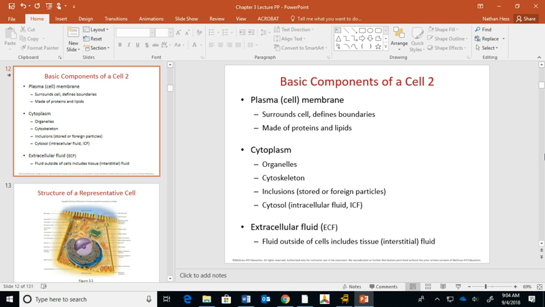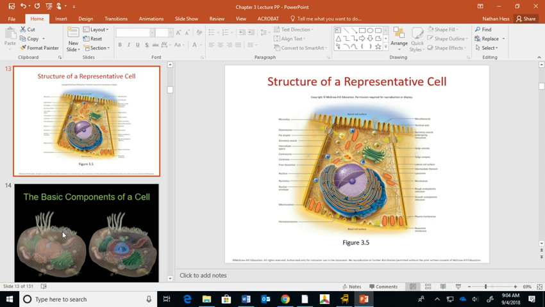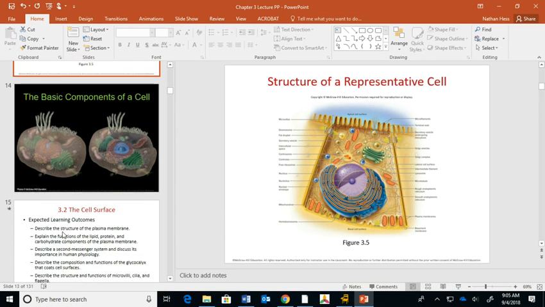The basic components of a cell: plasma membrane, cell membrane, the cytoplasm with all the pieces there, and the extracellular fluid. They have this picture of a representative cell. No cell actually looks like this; it just has all the pieces on one cell. They're just showing you all the things a cell could possibly have. They actually did better in this book than the other book. The other book had this weird, funky, mutant kind of cell that had everything you could possibly put in it. They at least chose wisely some of these pieces.